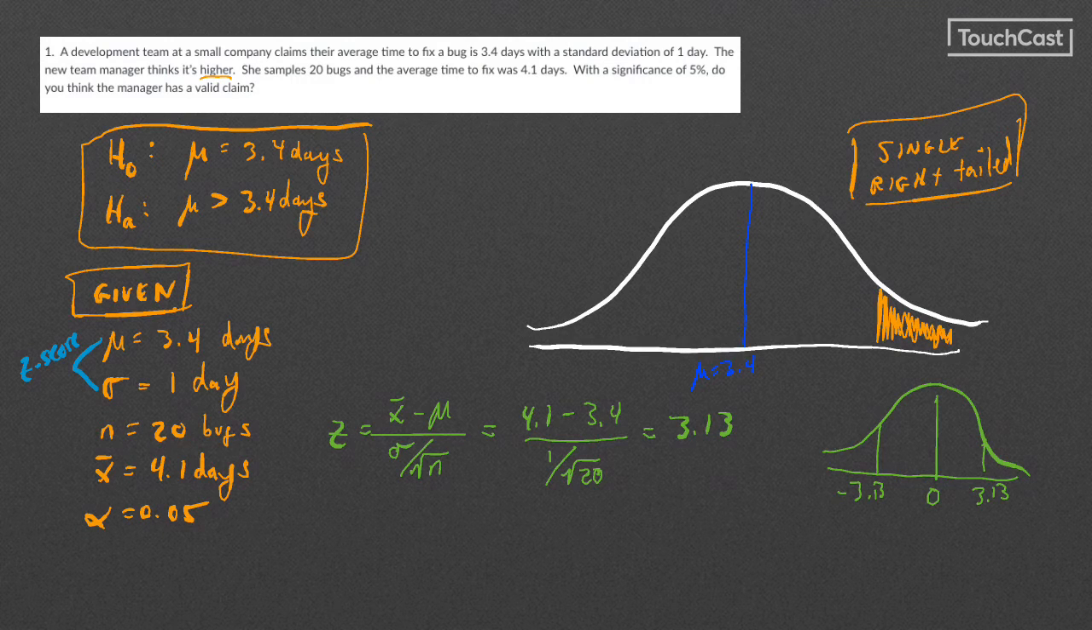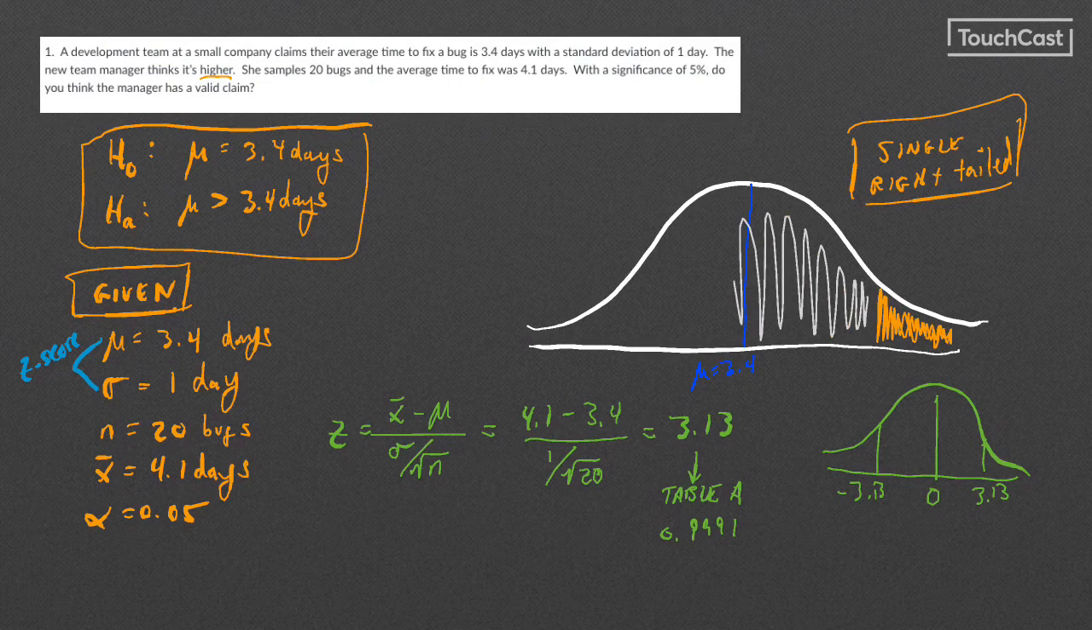Now, we need to go to table A, and I don't have this on the video, but hopefully by now you know how to look this up. If I look up 3.1 on the z column, and then I go over to 0.03, you should get 0.9991. Now, the 0.9991 is not what we're looking for. The 0.9991 is all of this stuff to the left. We want the stuff to the right.